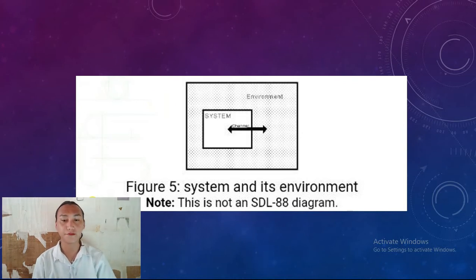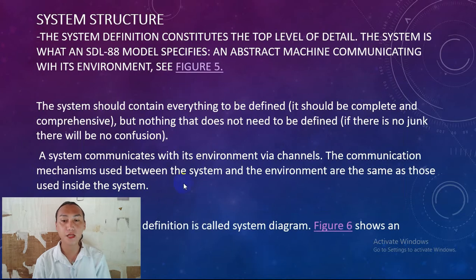Next, the system should contain everything to be defined. It should be complete and comprehensive, but contain nothing that does not need to be defined. If there is no junk, there will be no confusion. A system communicates with its environment via channels. The communication mechanisms used between the system and the environment are the same as those used inside the system.